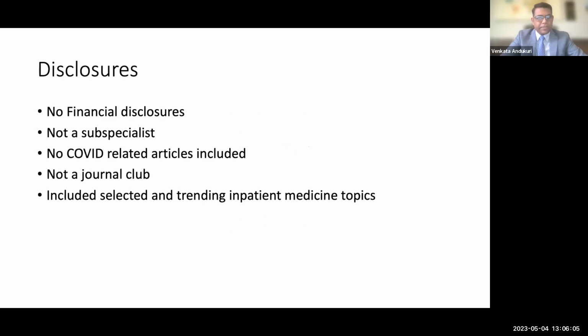So let's get started. Disclosures, I have no financial disclosures. I'm not a subspecialist. There are no COVID-related articles included in this because they constantly change, so it's really hard to keep up. And this is not a journal club. There'll be a lot of articles that we'll be discussing. And I've included some selected and trending inpatient medicine topics from the last few conferences, SHM, et cetera. So that's the goal today.